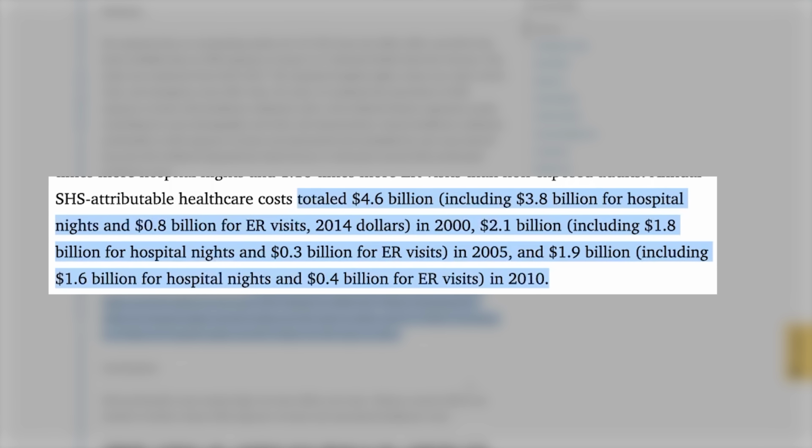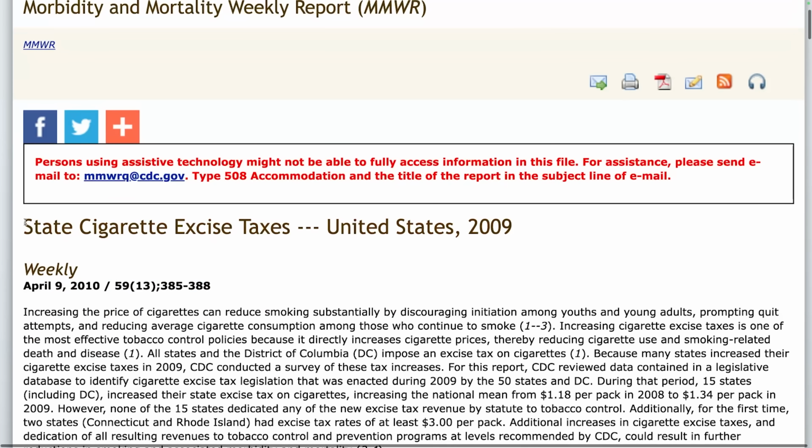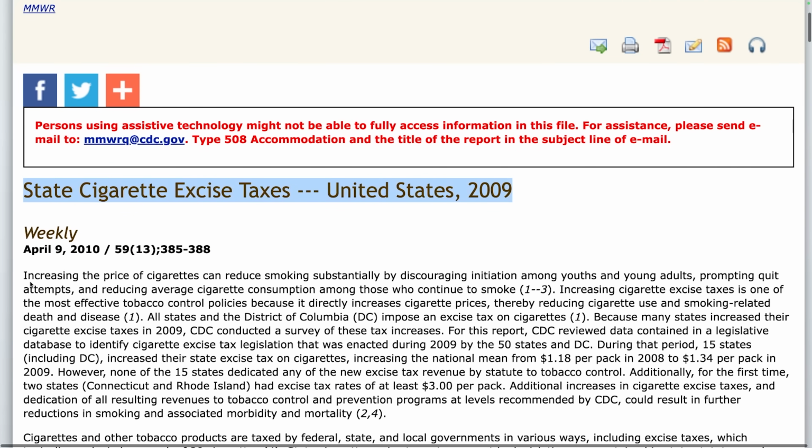The annual healthcare costs attributable to this exposure were estimated at $4.6 billion in 2000, $2.1 billion in 2005, and $1.9 billion in 2010 after adjusting for inflation. So it's going down, right? And across those same 10 years, you probably guessed, taxes on cigarettes went up dramatically. And this is a real-life version of the Pigouvian-style tax that did, in fact, reduce the cost associated with these negative externalities. So it works when we try to do it correctly.